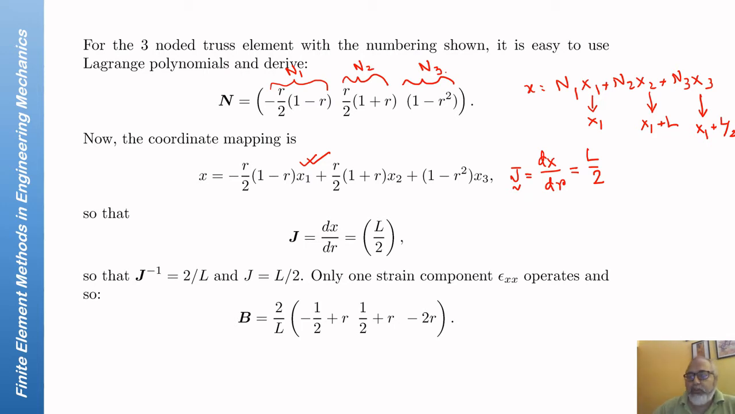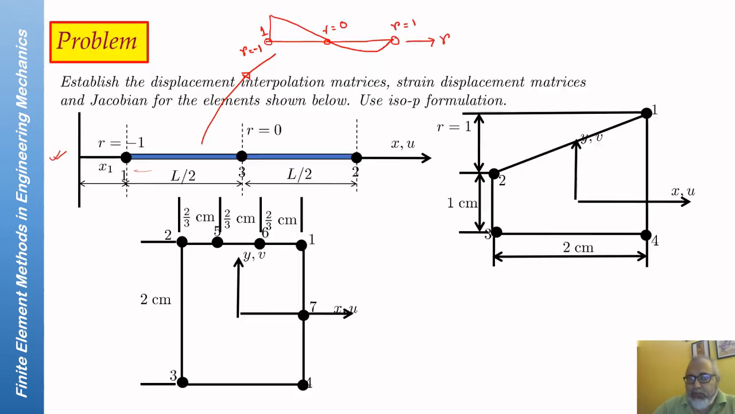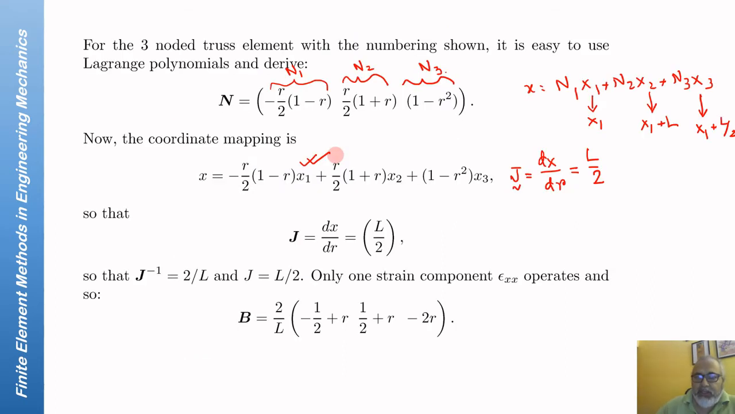So the determinant of the Jacobian gives the ratio between the volume in the physical space to the volume in the parent space. In this case, the volume is the length. So in the parent space, the length is 2. In the physical space, the length is L, and therefore, as expected, J turns out to be L by 2, which is the ratio of the lengths. Now, J inverse obviously will be 2 by L, and determinant of J will also be L by 2.